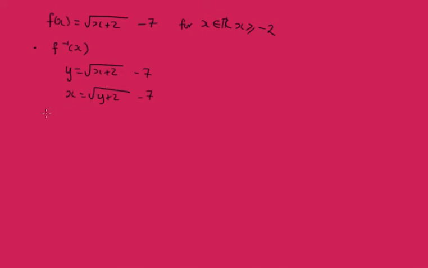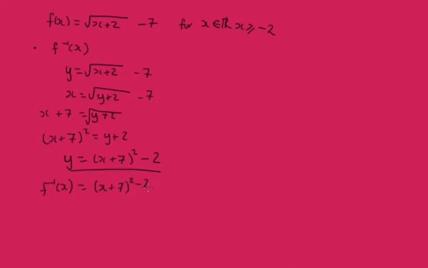Now we're going to rearrange. So we're going to have x plus 7 equals the square root of y plus 2. X plus 7 squared equals y plus 2. And that's going to give us, we put the y over here, x plus 7 squared minus 2 is going to be the inverse. So the inverse function will be x plus 7 squared minus 2.